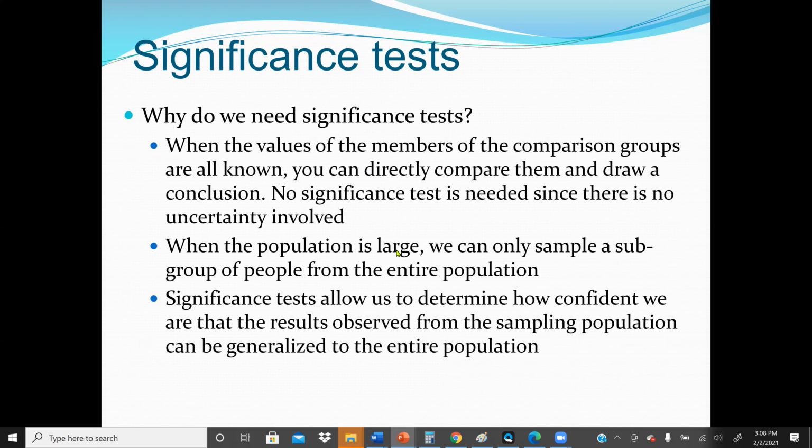But when the population is large, we can't take data from the whole population. We are going to use a sample. We can only sample a subgroup of people from the entire population. This is where hypothesis testing comes in. As we mentioned earlier, we have a population whose weight in 1970 we know, say 120 pounds. Today, I want to test whether the same population's weight is the same. If I were able to take data from the whole population and find the mean, then I wouldn't need any hypothesis testing or significance testing.